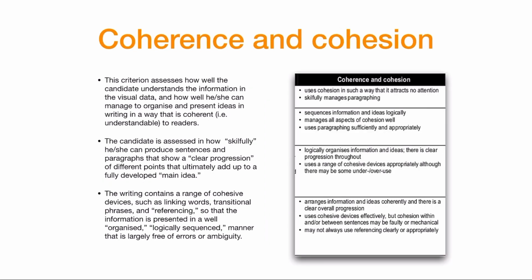Coherence and cohesion. This criterion assesses how well the candidate understands the information in the visual data, and how well he/she can manage to organize and present ideas in writing in a way that is coherent, i.e. understandable, to readers. The candidate is assessed in how skillfully he/she can produce sentences and paragraphs that show a clear progression of different points that ultimately add up to a fully developed main idea. The writing contains a range of cohesive devices, such as linking words, transitional phrases, and referencing, so that the information is presented in a well-organized, logically sequenced manner that is largely free of errors or ambiguity.